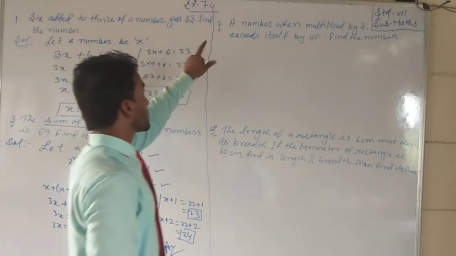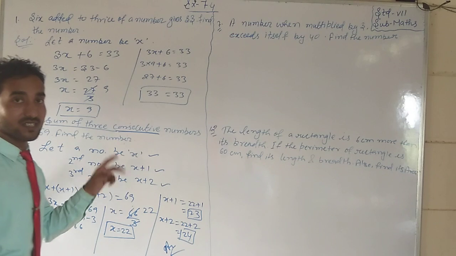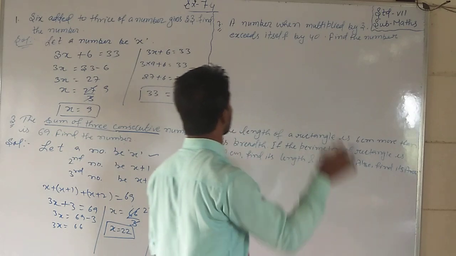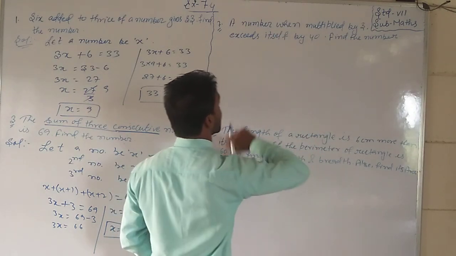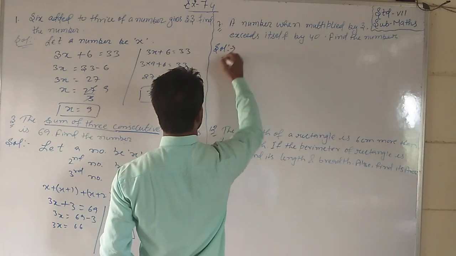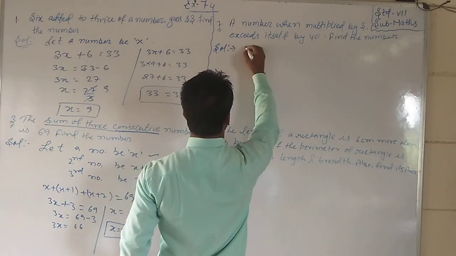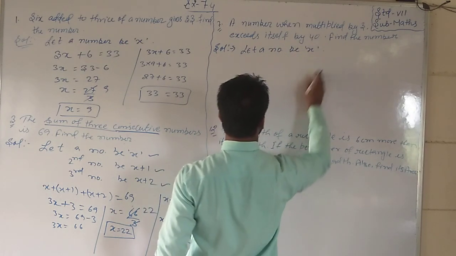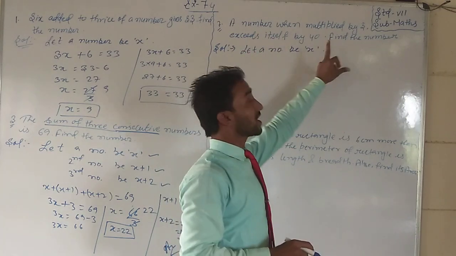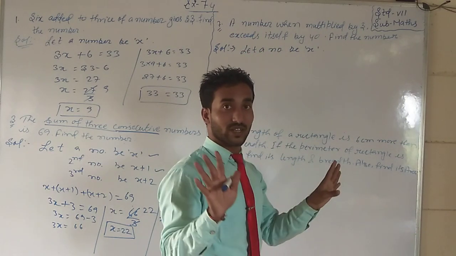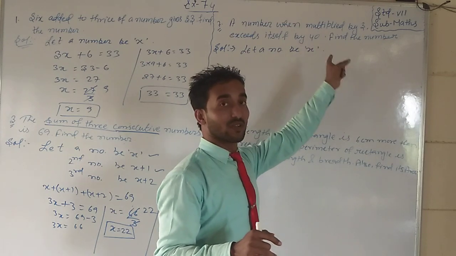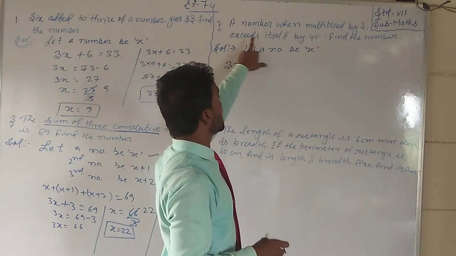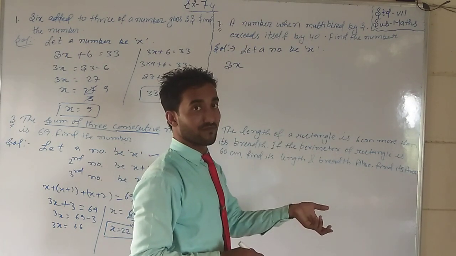So students, see the question number 7, 4, 5, 6. It's your turn to solve. Okay. So do. A number when multiplied by 3. Students, we do not know which number is being multiplied. So let the number be x. Now see, a number when multiplied by 3. A number, which number? Not named. So take x. x is multiplied by 3. What will happen? 3x.